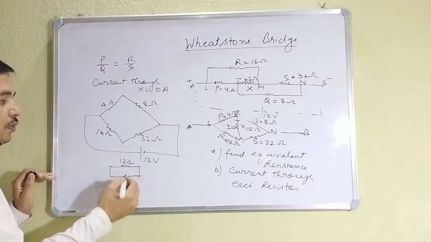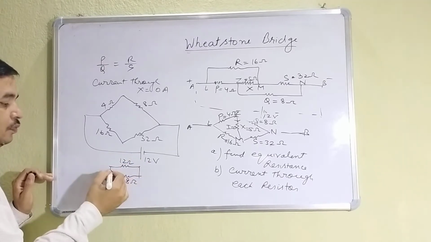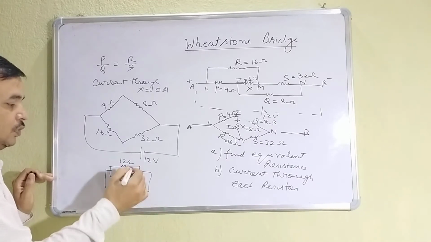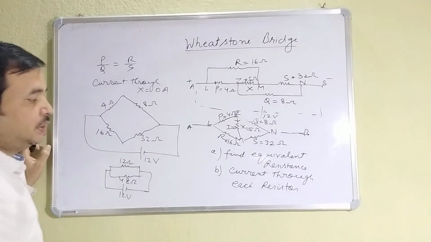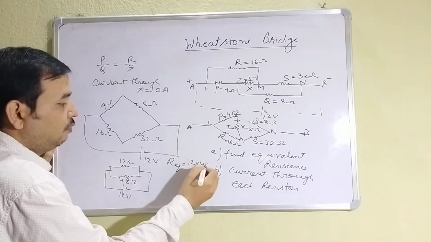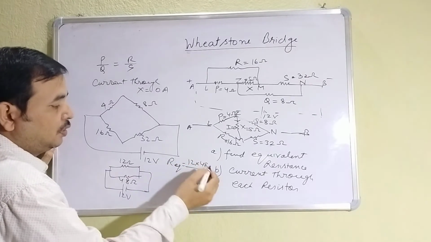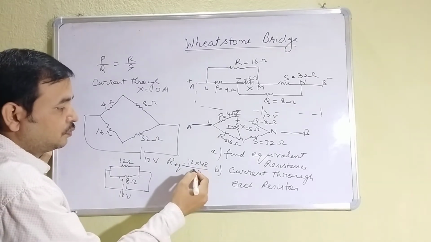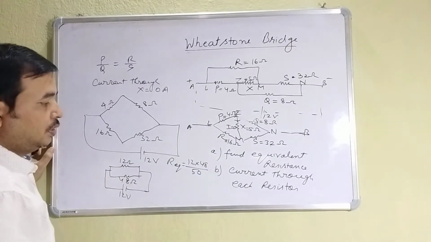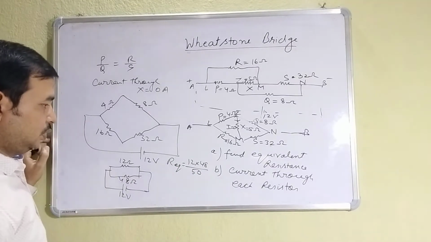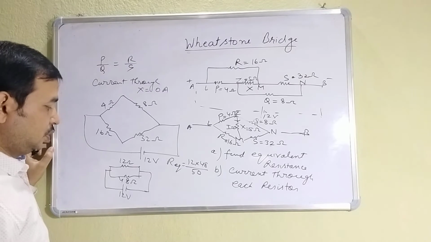16 and 32, 48. 12 and 48 resistance, equivalent resistance you can calculate, they are in parallel. So 12 into 48 over 12 plus 48. Already you know the formula, you have read in class 10. The sum is 60. The calculation is a little lengthier.